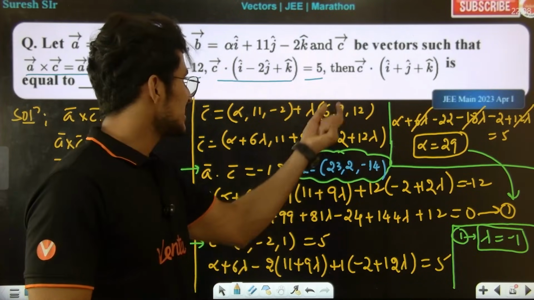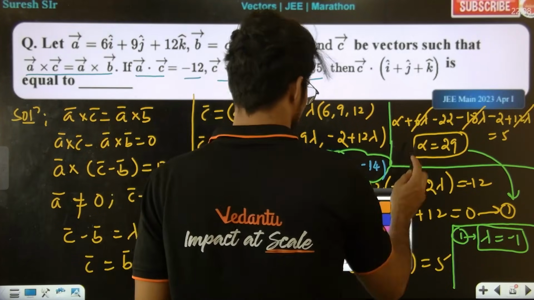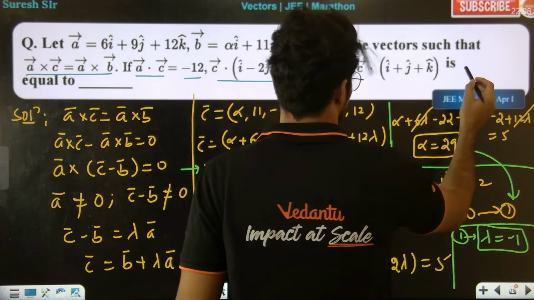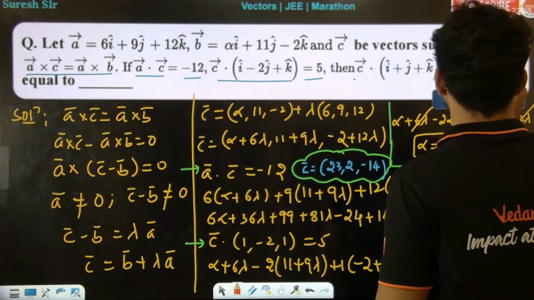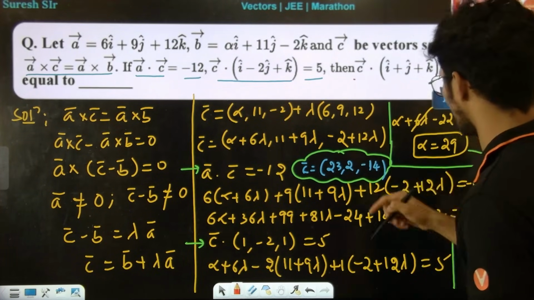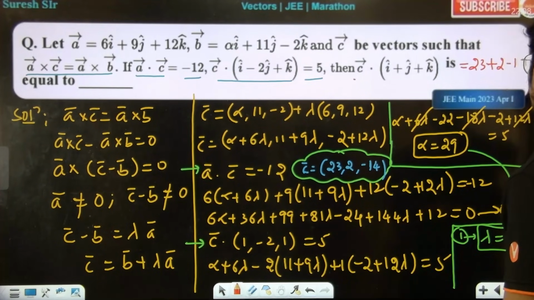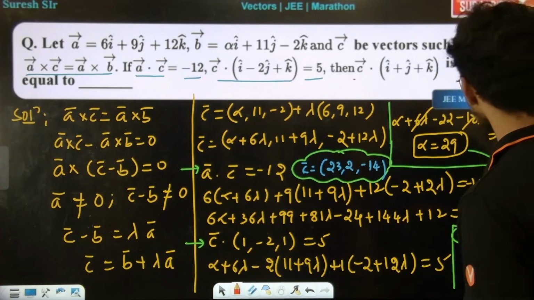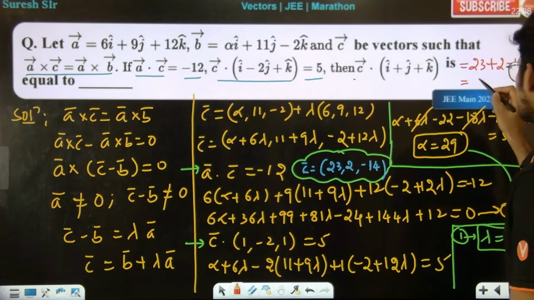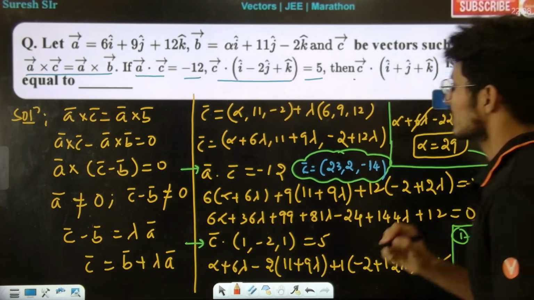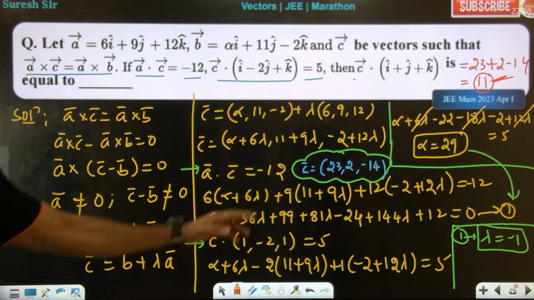Then I need to do C dot this. C dot this means what? Let me write the answer here directly. So 23 plus 2, C dot this, minus 14. 23 plus 2 minus 14, sir. 25 minus 14, which is 11. So 11 should be the answer. Any doubt? How simple it is? 11 should be the answer.